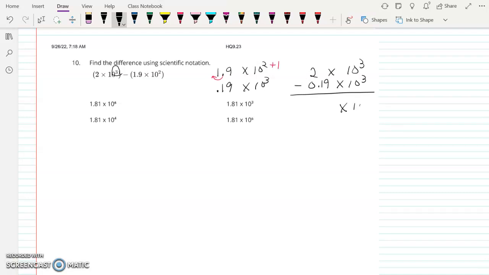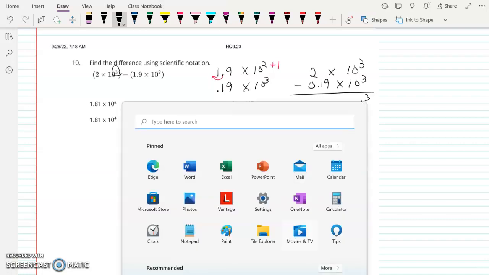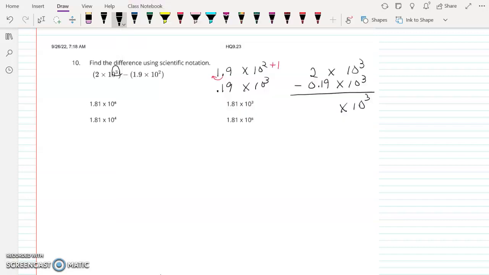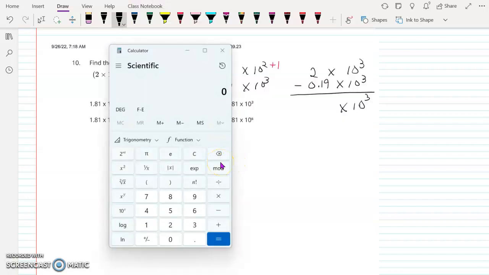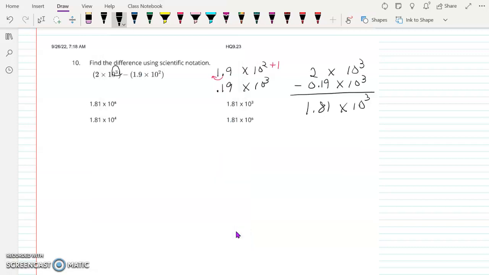We keep the power of 10. And then when we subtract, we can do this on our calculator. Don't have to do this long division, or long subtraction, you certainly can. 2 minus 0.19 is 1.81. So 1.81 times 10 to the third would be our final answer here.